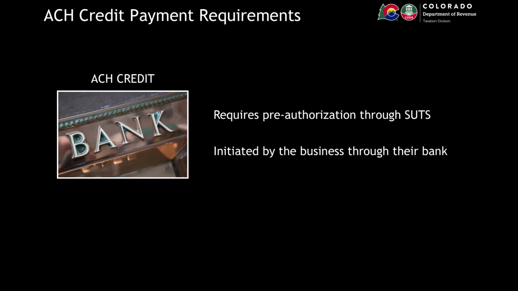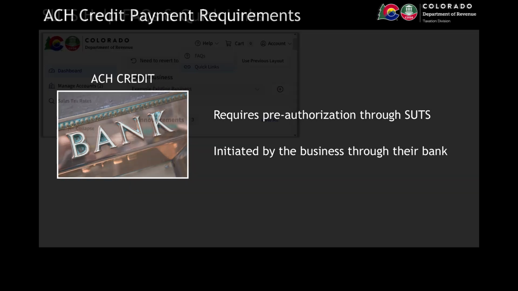Once the payment is received, the return and payment will be posted to your sales tax account, usually within 7 to 10 business days. Failure to initiate an ACH credit payment through your bank on or before the due date will result in a delay or denial of your consolidated tax filing and possible penalties and interest.